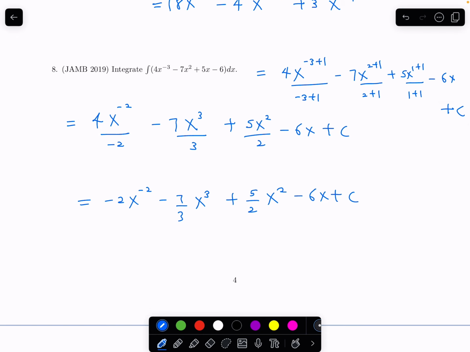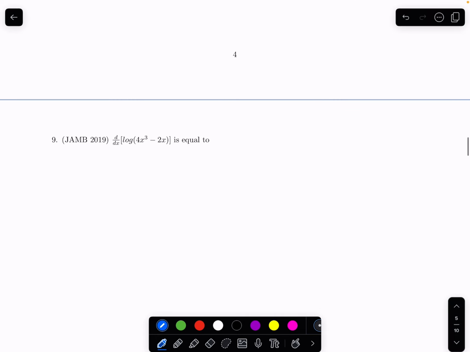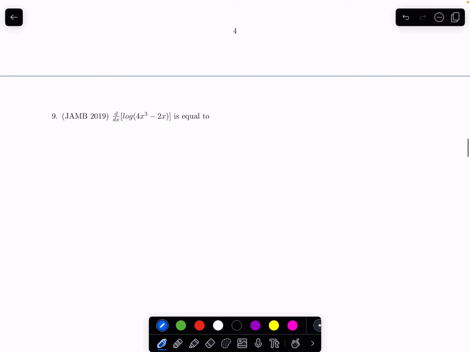Hope you're enjoying this. Okay, let's move to the next problem, which is we want to find the derivative of log of 4x cubed minus 2x. So what's the derivative of this? Before we do this, I just want you to note that the derivative d/dx of ln x is equal to 1 over x.